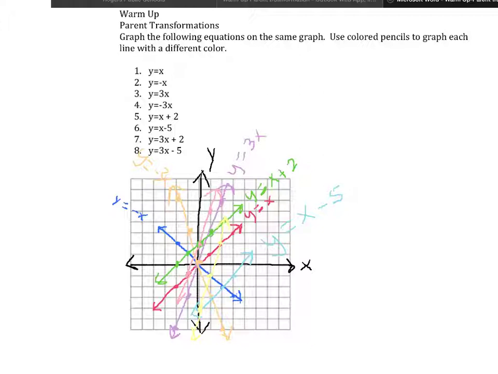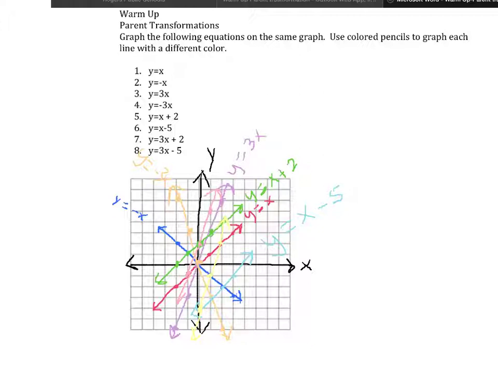If it's positive 2, for example, number 5, plus 2, you're just moving the parent function up 2, all points up 2. And on number 6, minus 5, that's a vertical change down 5. And so that key point 0, 0 moves down 5 as well as the rest of the points, but it's more visual with the point 0, 0.